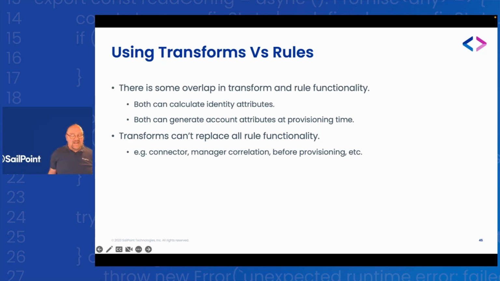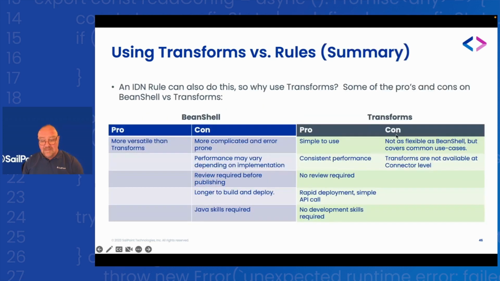Considering the fact that you've got the static transform type, and using stuff like velocity templates can get you a lot of the way forward. So ultimately, I've just done a quick summary of the pros and cons. It comes down to BeanShell being more powerful, but with great power comes great responsibility.